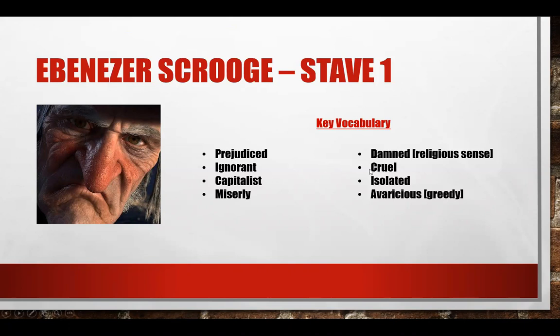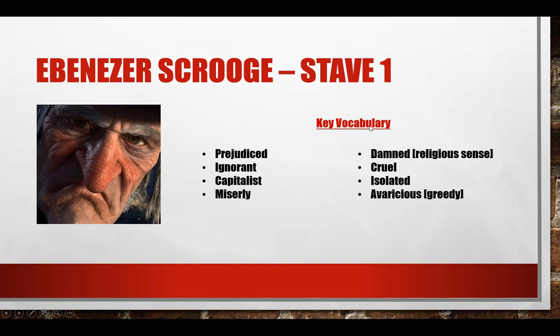He's cruel. Think about the way he treats Bob Cratchit, only letting him have one lump of coal and begrudgingly letting him have Christmas Day off. He's isolated. We have those quotes, solitary as an oyster. Okay, he's away from everybody else. And finally, avaricious, which comes from the word avarice. So it means greedy. He hoards money. What's he spending it on? Nothing. What's he doing for other people? Nothing. He's avaricious. Okay, so that's our key vocab for stave 1.